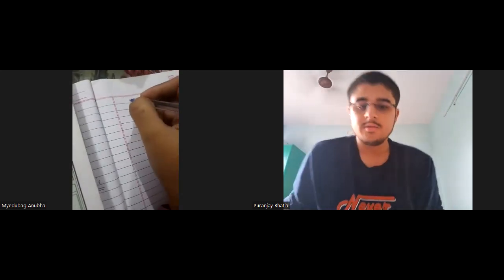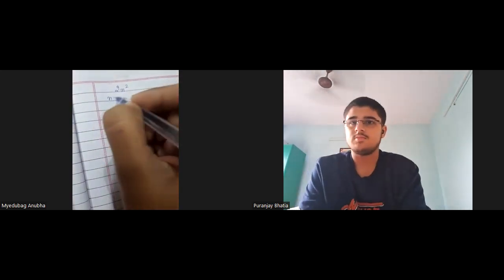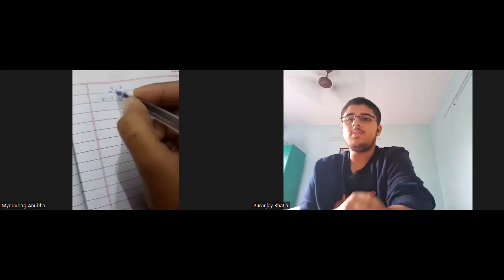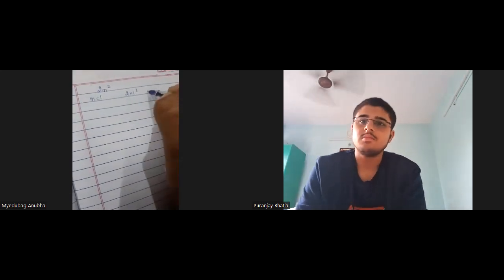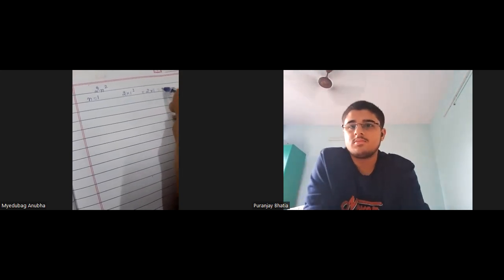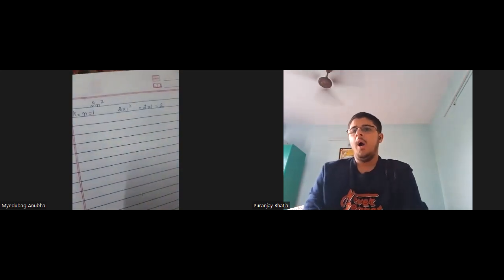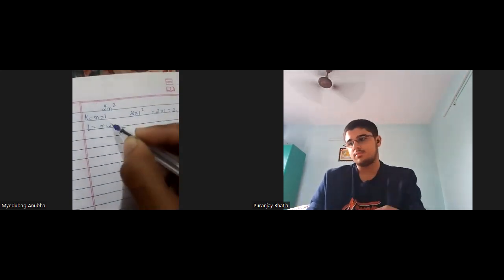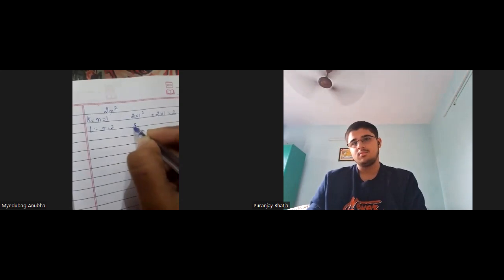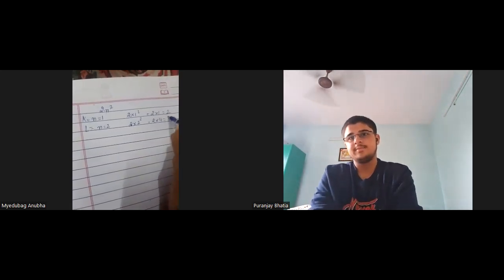So for the first shell, I gave you the formula 2n square. When n is equal to 1, there should be 2 into 1 square. 1 square is already 1, so it will be 2 into 1, that is 2. So the K shell can have a maximum of 2 electrons. Similarly, for the L shell, n is equal to 2. 2 square is 4, and 2 into 4 will be 8.